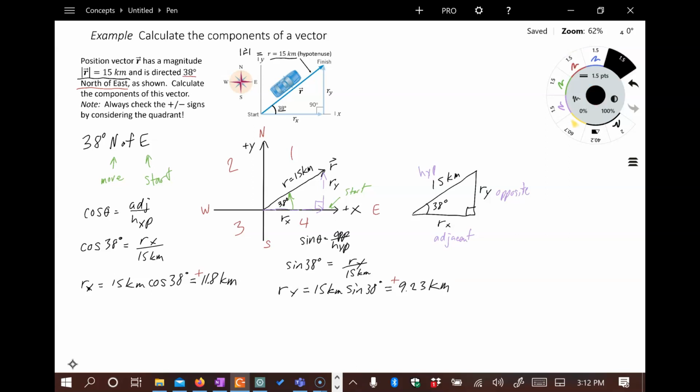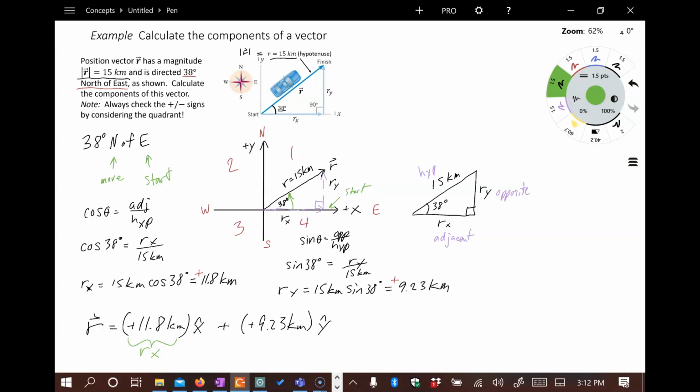There's a few other ways to write these. I can also write it like this. I can say the vector r is equal to plus 11.8 kilometers, x with a hat on it, plus 9.23 kilometers, y with a hat on it. Again, these are simply the x component, and this indicates that it's x. This is the y component, and this indicates that it's y. So it's just two different ways to write it.